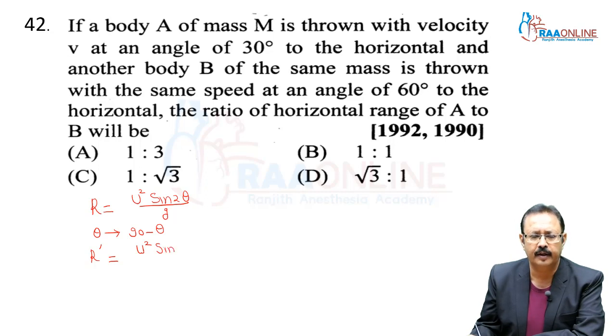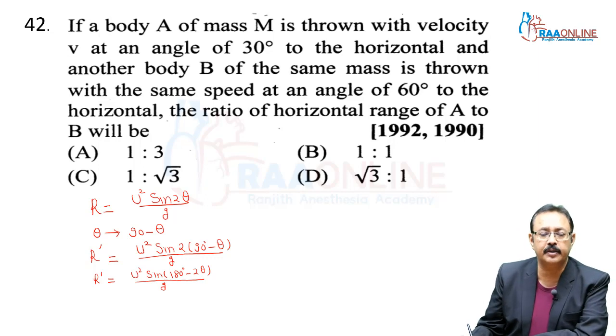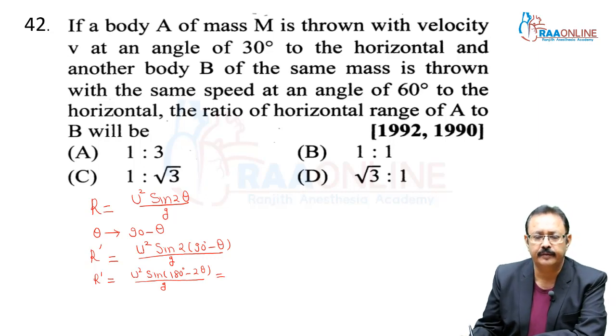Sine 2 into 90 minus theta. What I am getting now? It is sine 180 minus 2 theta divided by g. But sine 180 minus 2 theta is sine 2 theta. So what happened? I got same result.